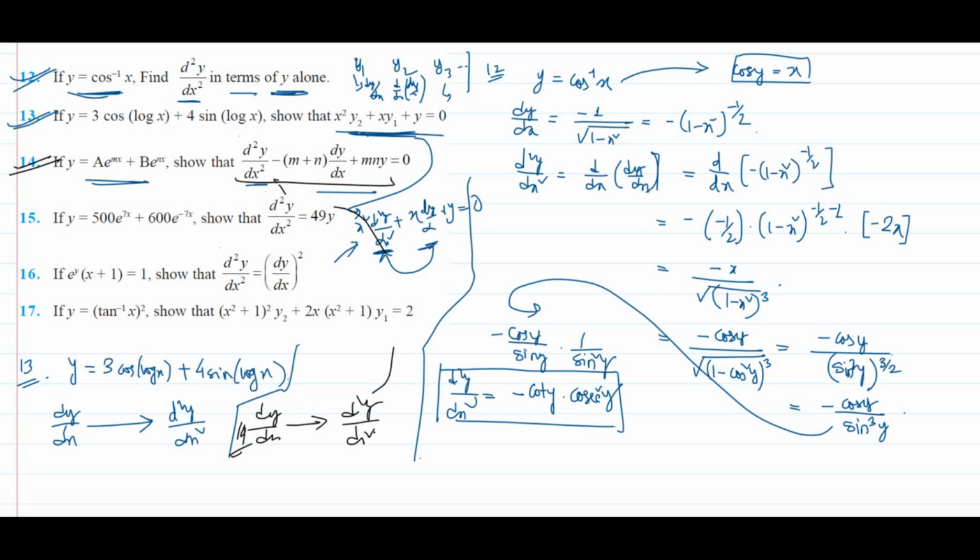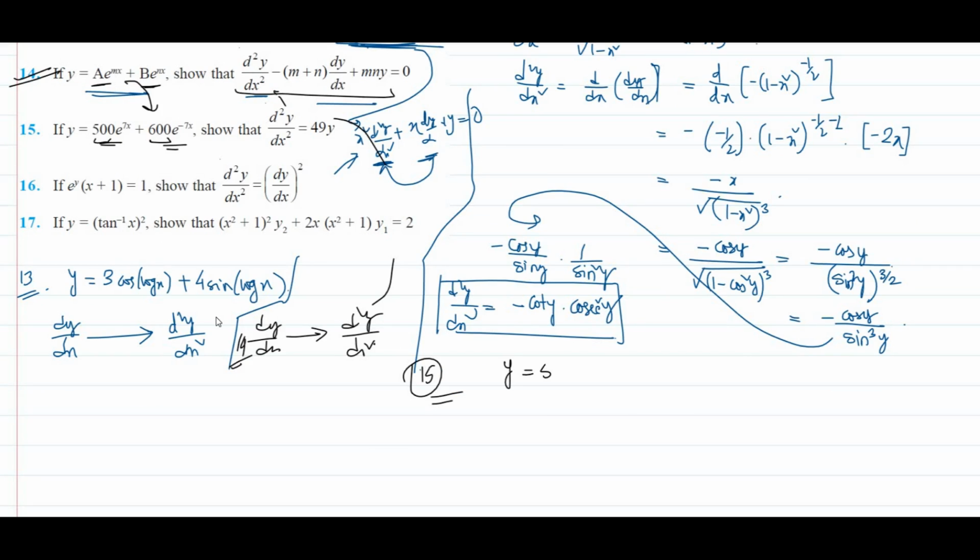Similarly, in question number 15, it is solvable without even putting the pen on the paper. So 500 and 600 are constants. This is a follow-up of question number 14. Here, if we differentiate it twice, we'll get the 7 twice in front. So basically it will be equal to 49y. Let us see.